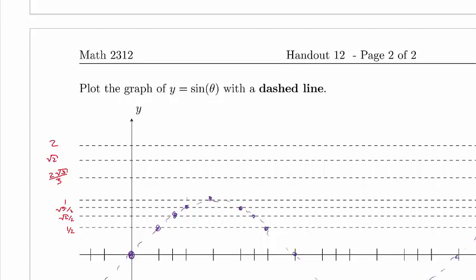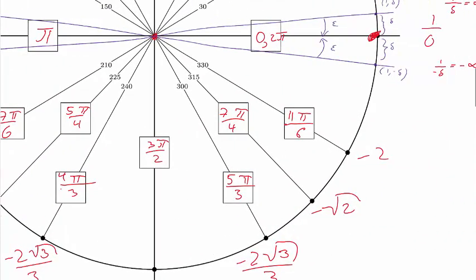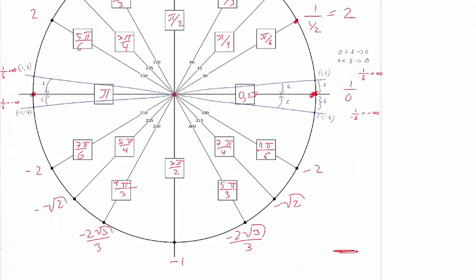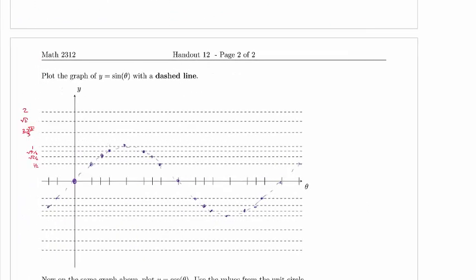You can see if you look up at the unit circle that at 0 we have a discontinuity, and then we have another discontinuity at pi. So let's go ahead and graph those discontinuities. So we have one here at 0, and then another one here at pi. And since we have a discontinuity at 0, that means we also have a discontinuity here at 2 pi.